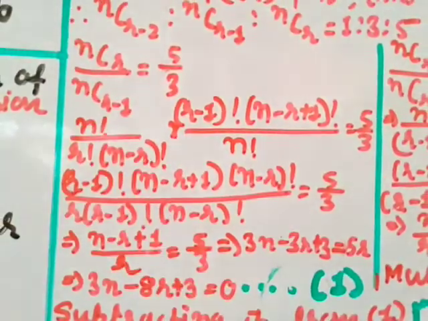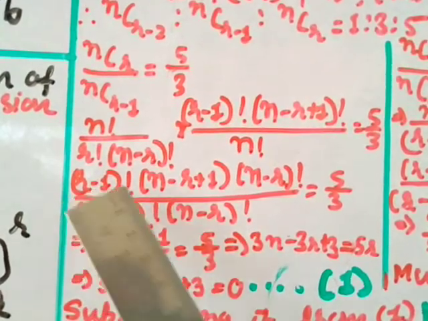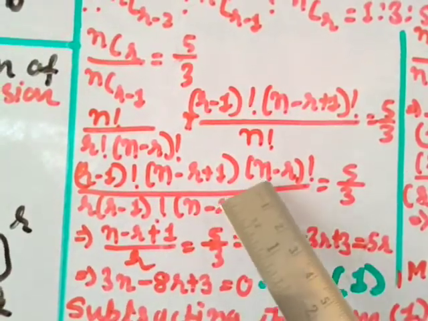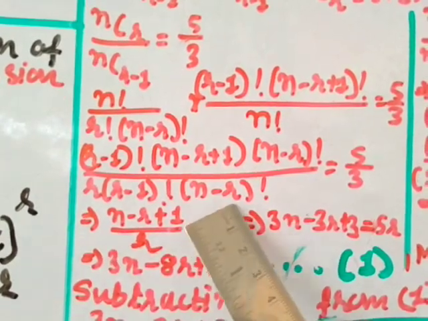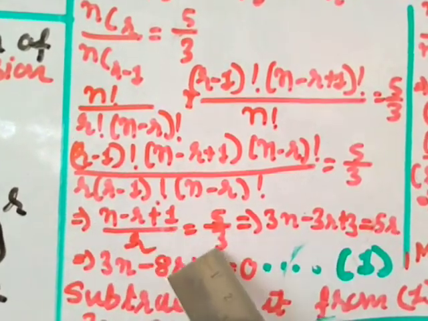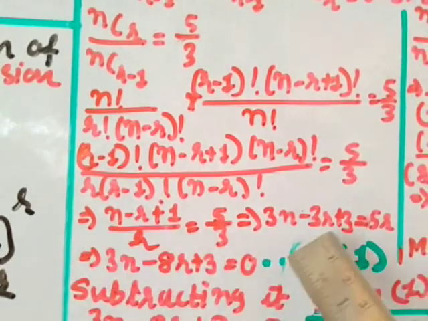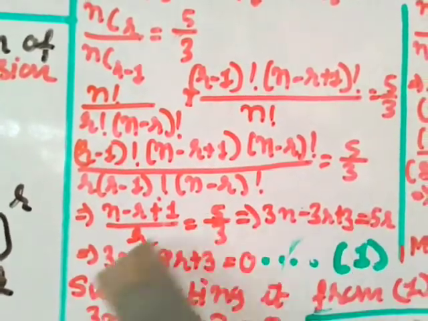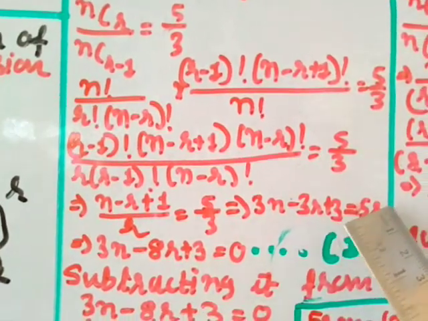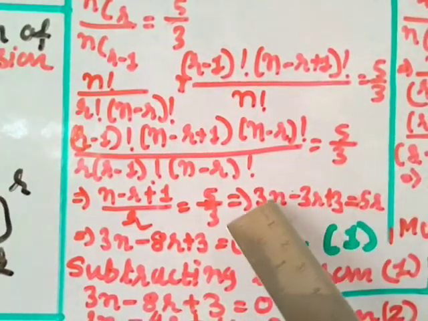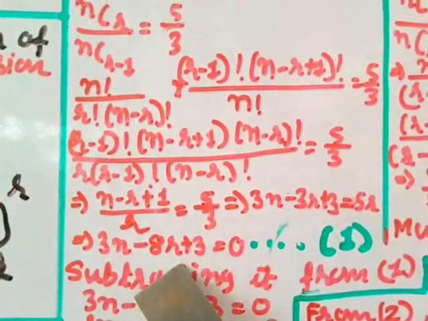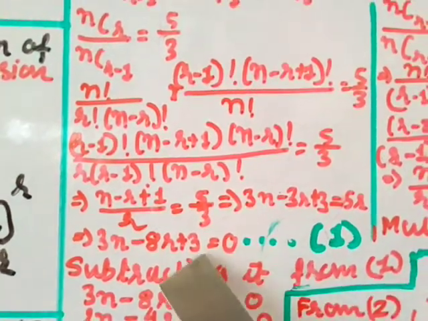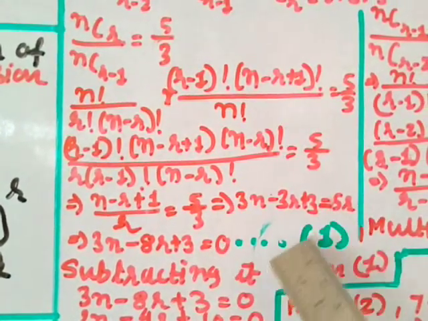n factorial cancels out. Now here r minus 1 factorial and r minus 1 factorial cancel, n minus r factorial cancels, so here you get (n minus r plus 1) divided by r equal to 5/3. r transfer over here, 3 transfer and multiply with these terms. So you get 3n, 3 into r minus 3r, 1 into 3 plus 3 equal to 5 into r, 5r. Now this 5r I am transferring over here, so it becomes negative. So you get 3n, minus 3r and minus 5r when you transfer. So it will be minus 8r plus 3 equal to 0. Call it equation 1.